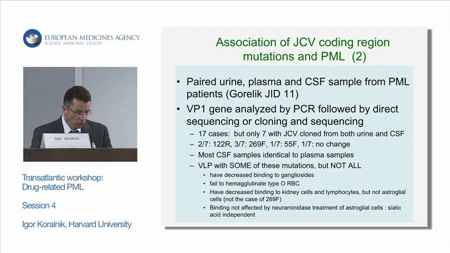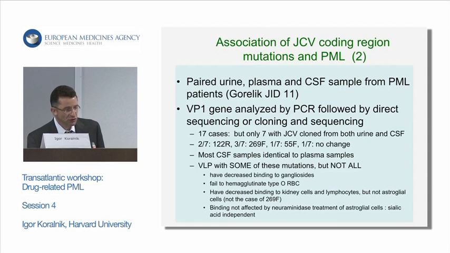And you can see in 2 out of 7 cases, there was a mutation at amino acid 122 that was present in CSF, not in the urine. In 3 of these cases, there was a mutation at position 269, in 1 out of these 7 at position 55, and in 1 out of 7 cases, there was no change between the urine and the CSF sample. Interestingly also, most CSF samples had identical sequences compared to the plasma sample.